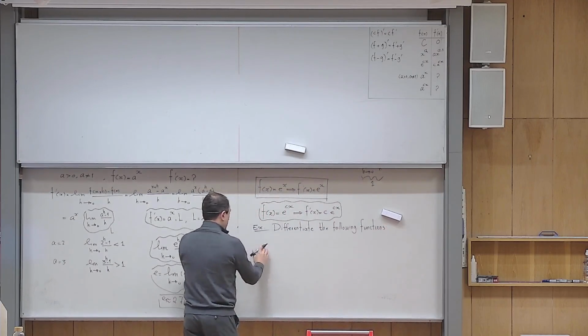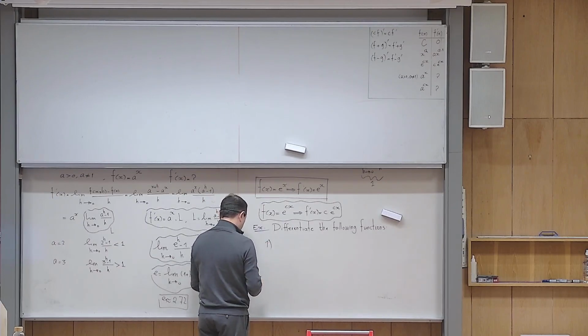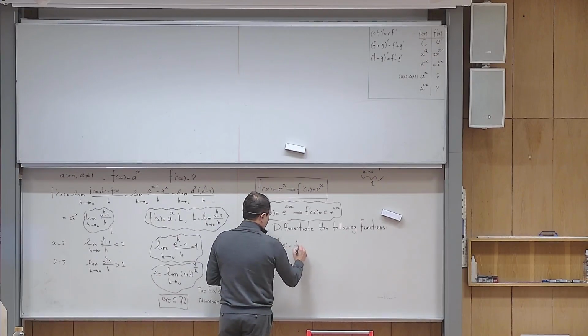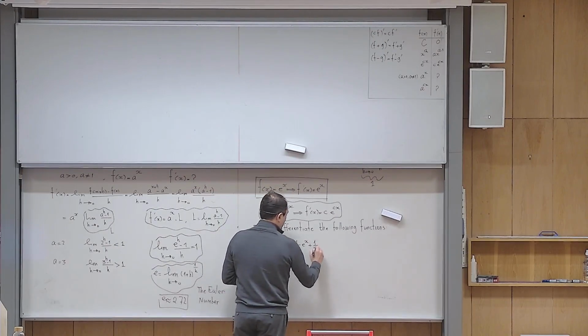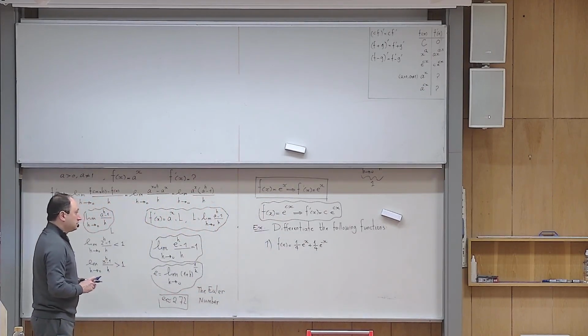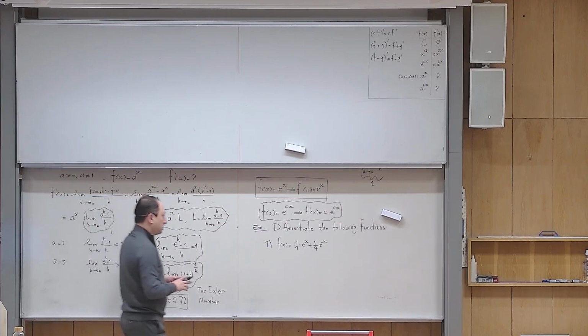So for example, let me write number 1. f(x) = 1/4 e^x + 1/4 e^(-x). Okay, so these are very simple problems.